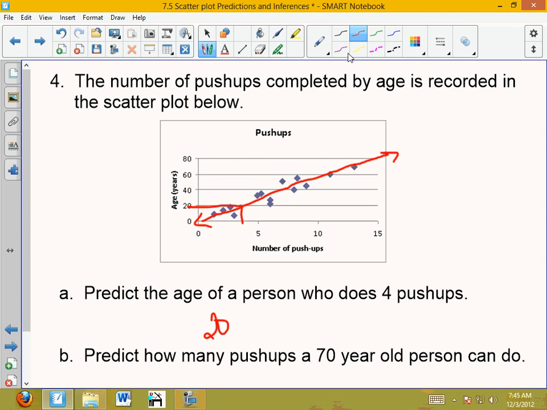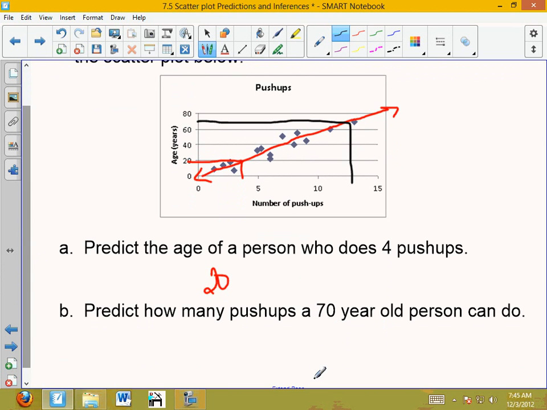Predict how many push-ups a 70-year-old would do. Here, I'm going to go from the y-axis till I hit the line of best fit. And then once I hit the line of best fit, I'm going to go down. I would say maybe 12 or 14. So I'll say 13. Okay?